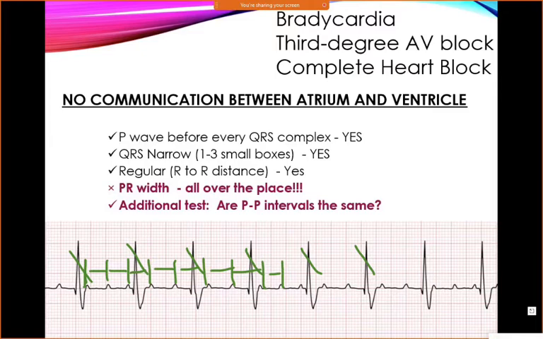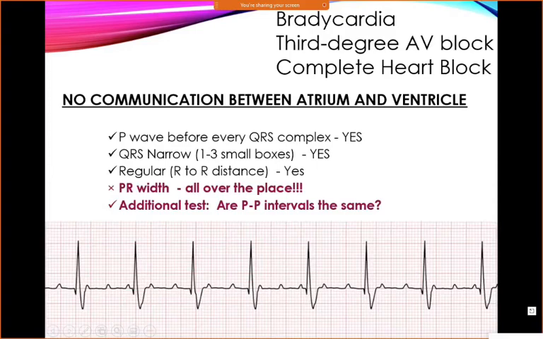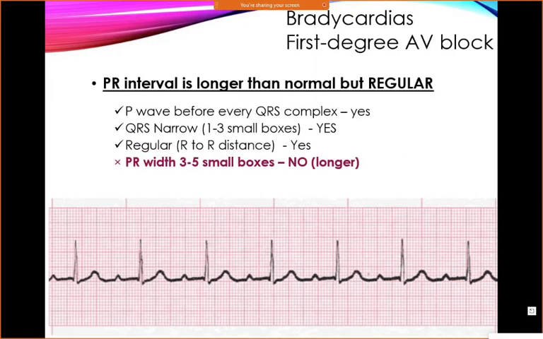So first degree is just a long PR interval. All of them are greater than 5 small boxes, all of them, and they're equal. Second degree type 1 is your PRs get longer and longer and longer. So let's go back and look at all of them. We can see, I'm going the wrong way. Their first degree, just the PR intervals, they're the same, they're just really long, longer than 5.